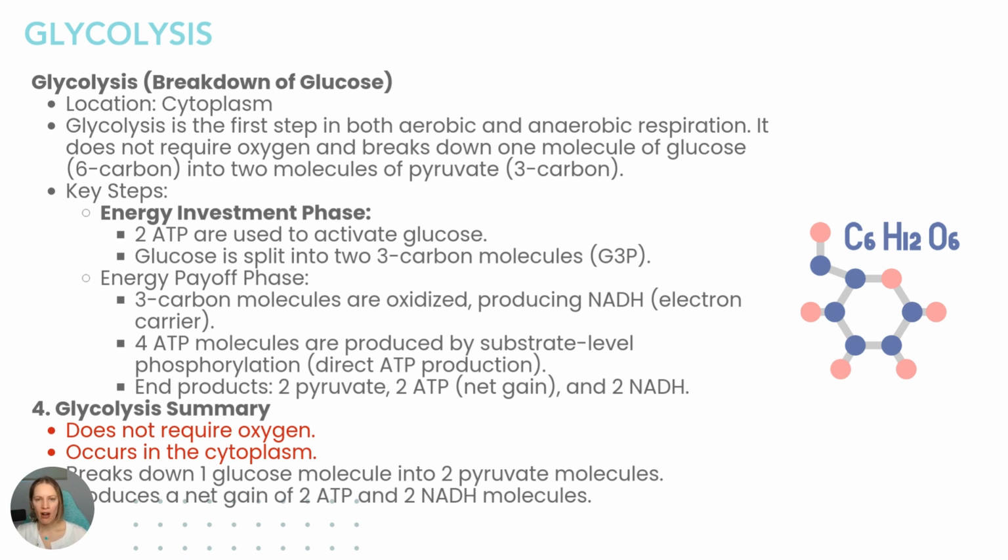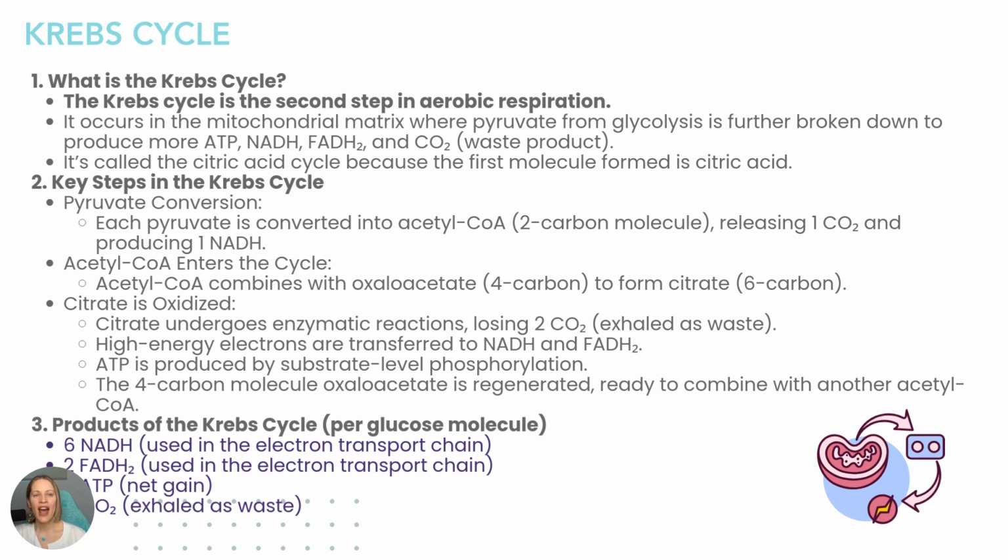So the glycolysis summary is basically: it does not need oxygen. It occurs in the cytoplasm. It breaks down one glucose molecule into two pyruvate molecules and produces a net gain of 2 ATP and 2 NADH. Something to memorize there. And then the Krebs cycle, though, what is this? So glycolysis is the first. The Krebs cycle is the second in aerobic respiration.